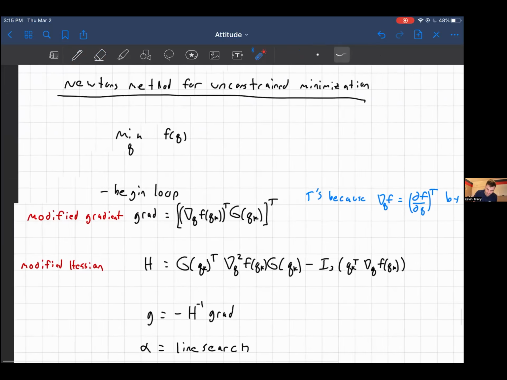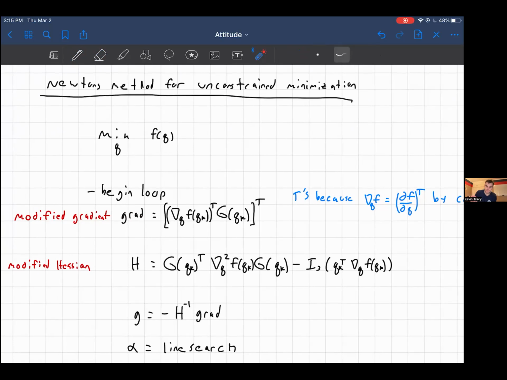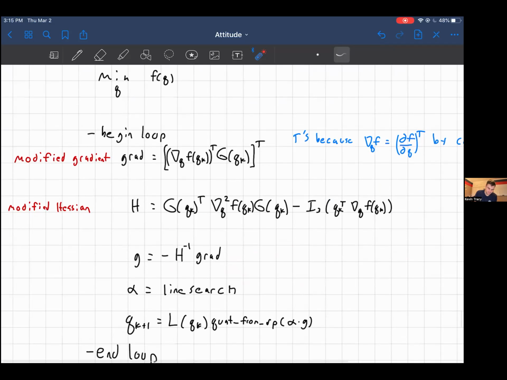The next thing is our modified Hessian. This is the third equation we went over. Here's our normal Hessian that we get from auto diffing, and then we smush it between these two G's. Then we have this other term right here, and now we have our grad and our H. We compute our step G. We do whatever line search we want to on alpha.